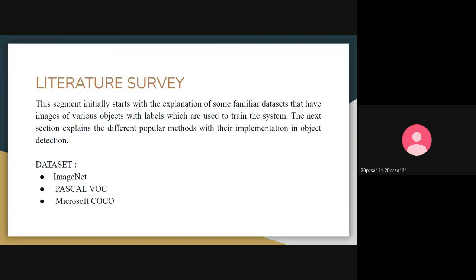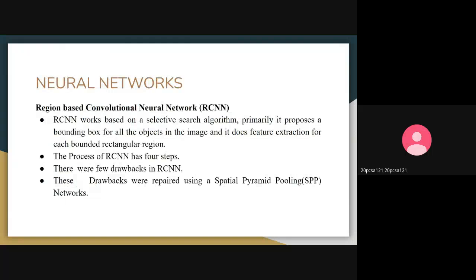Okay, so now we will look into the first neural network, RCNN. This works based on a selective search algorithm. This proposes a bounding box for all objects in the image, and then it extracts features of each box. Instead of looking into all the boxes, it combines overlapping small boxes into a single bounding box by giving threshold values, and this is done by using a greedy approach.